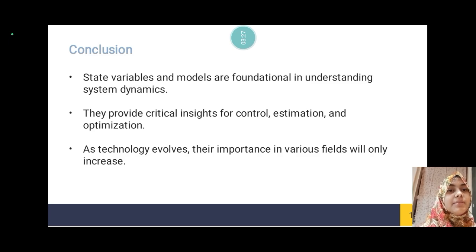Conclusion. State variables and models are foundational in understanding system dynamics. They provide critical insights for control, estimation, and optimization. As technology evolves, their importance in various fields will only increase.